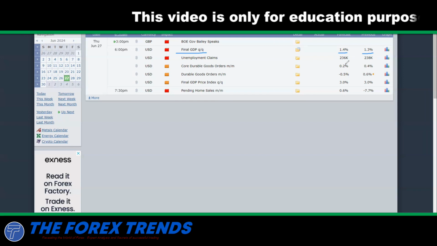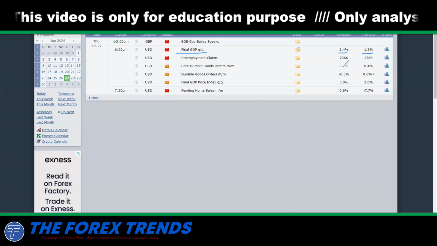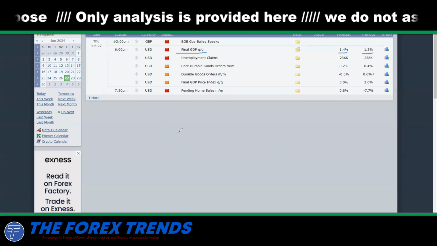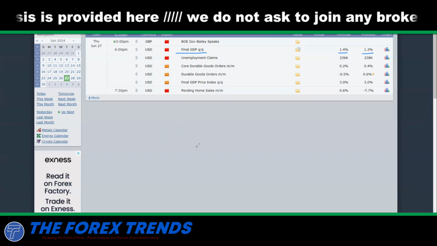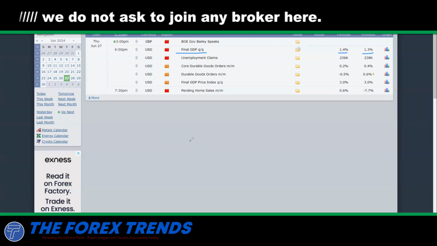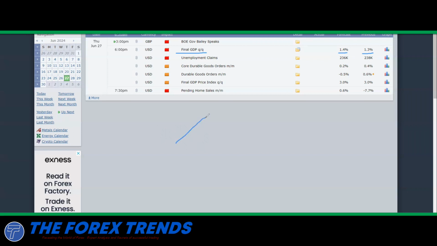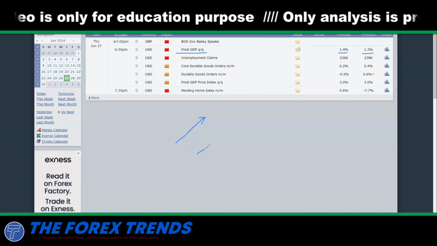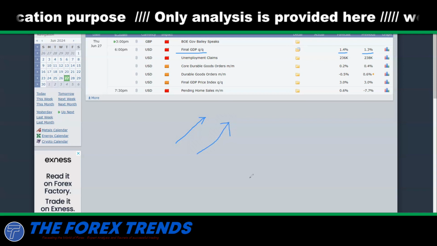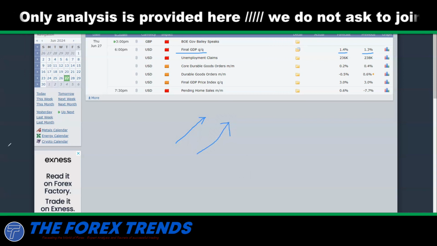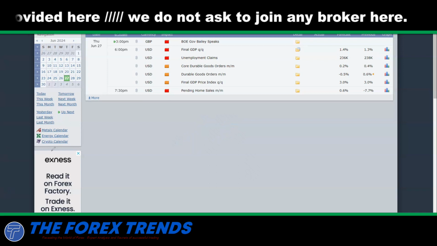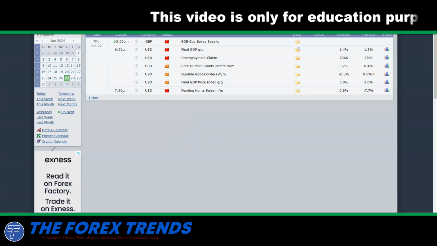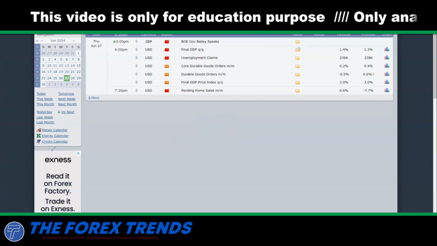So the more GDP grows, the greater the risk of rising inflation. There is a parallel relation of GDP and inflation. The more GDP grows like this, the more risk of rising inflation. So if the GDP data increases today, the chances of inflation cooling down will decrease.